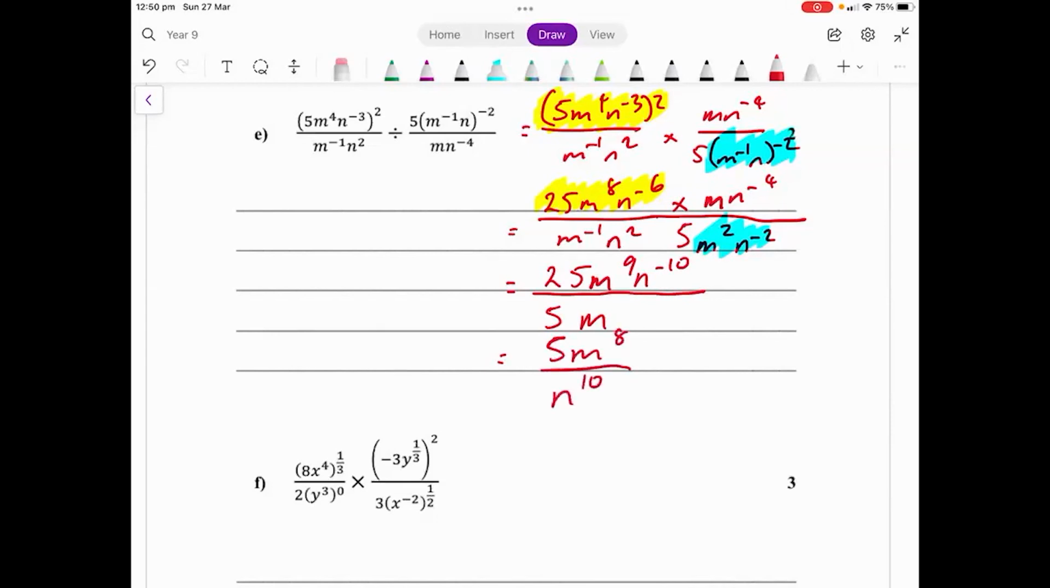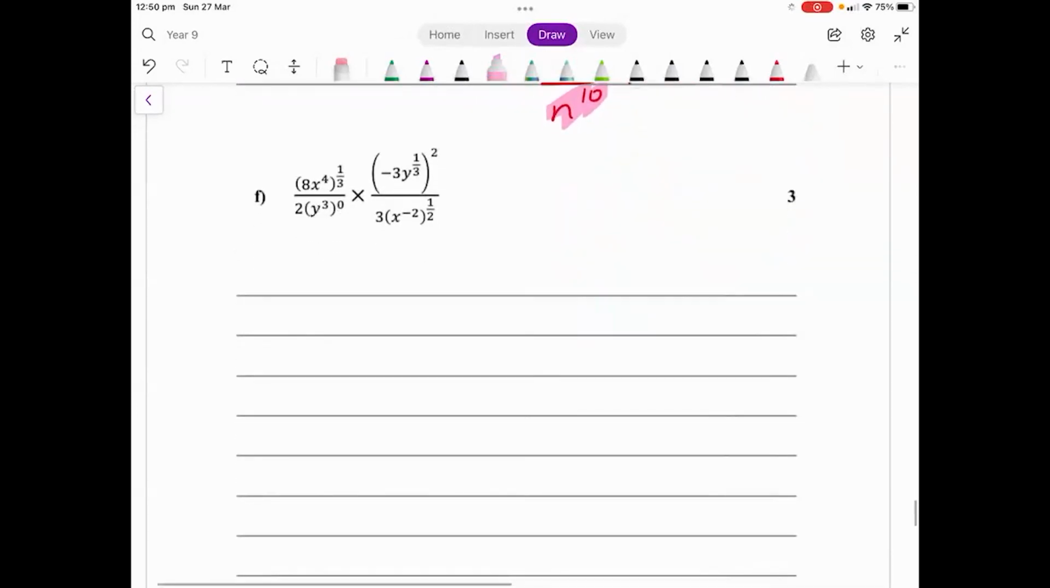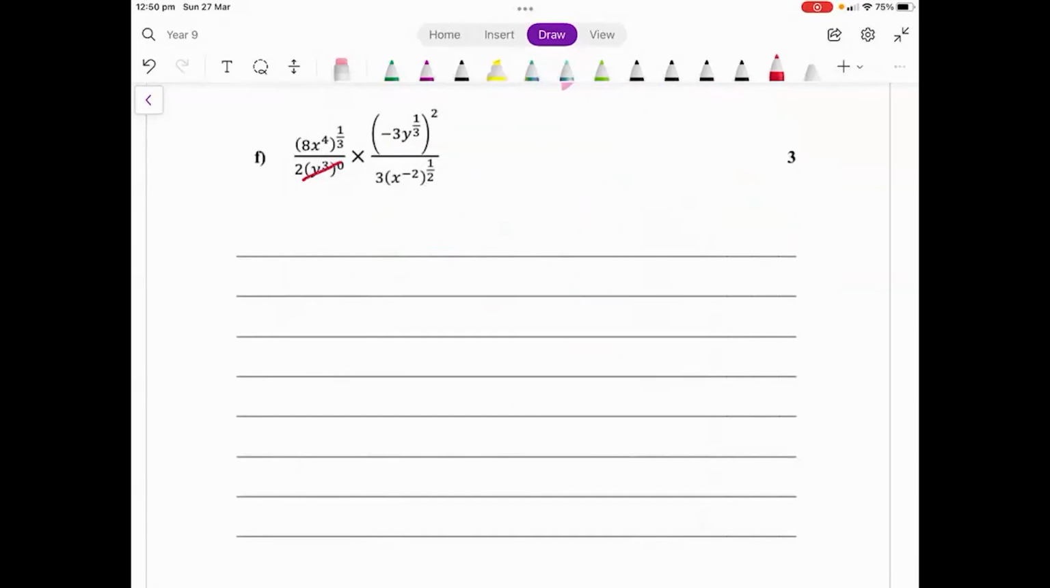Question F, the first thing I'm going to do is get rid of that power of 0 because it's equal to 1. So I can cross that out. Then I'm going to expand all these brackets. 8 to the power of 1 over 3 is 2, and it becomes x to the power of 4 over 3 as well. On the right hand side, I have negative 3 to the power of 2, so that's 9, and it becomes y to the power of 2 over 3.